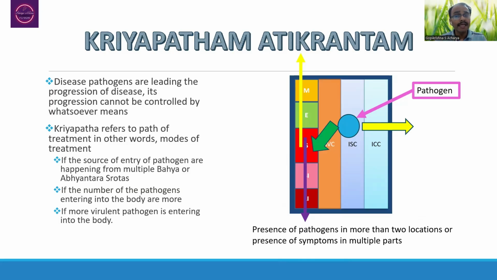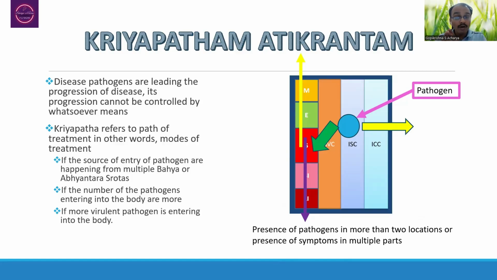So the entry of the pathogens is taking place through multiple bahya srotas, or otherwise the entry of the pathogens is happening through multiple abhyantara srotas, maybe pranavaha srotas, udakavaha srotas, annavaha srotas, etc. In that particular situation, how are you going to eliminate these pathogens as they are entering through the multiple sources? It is very difficult.